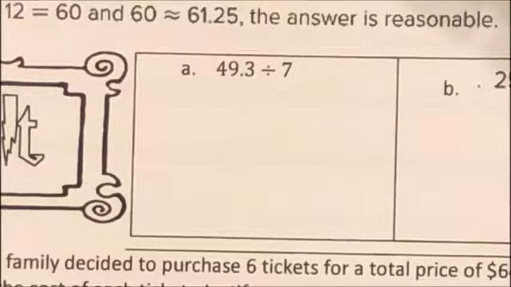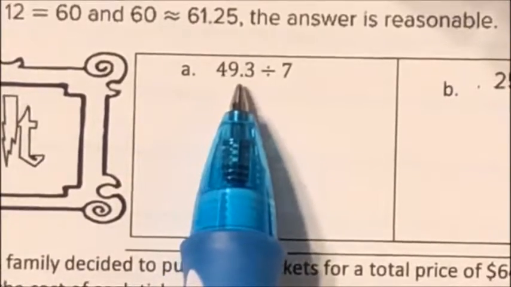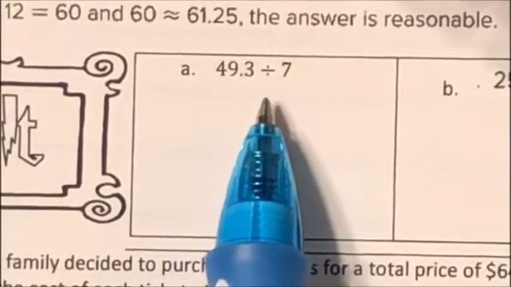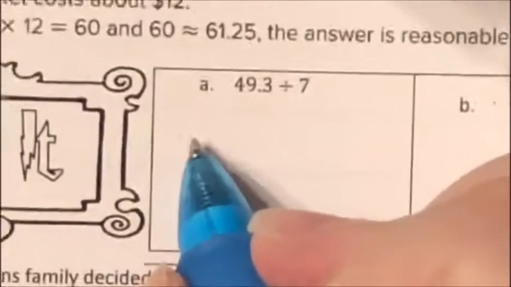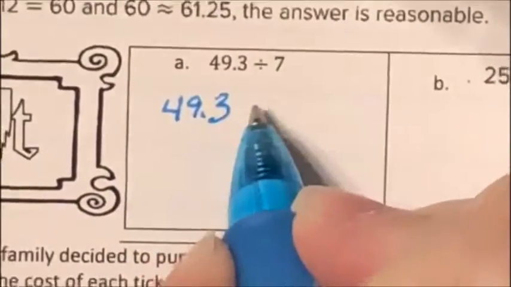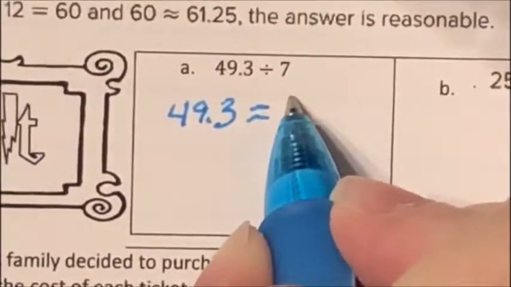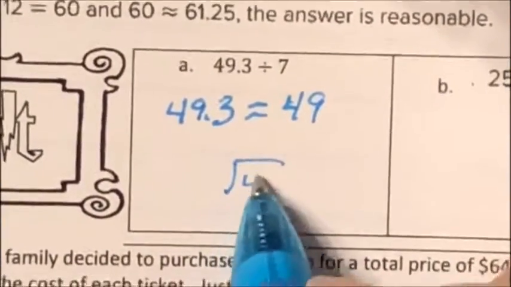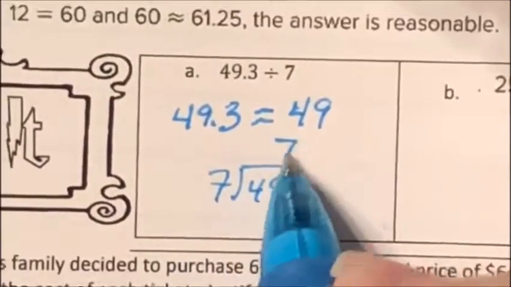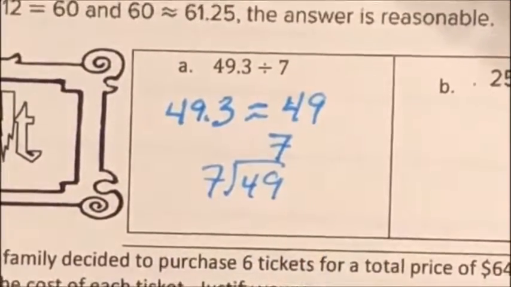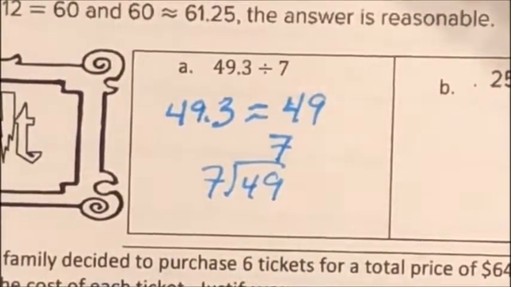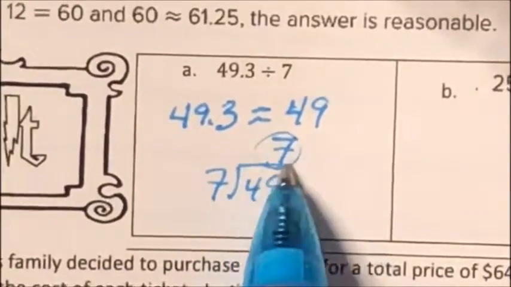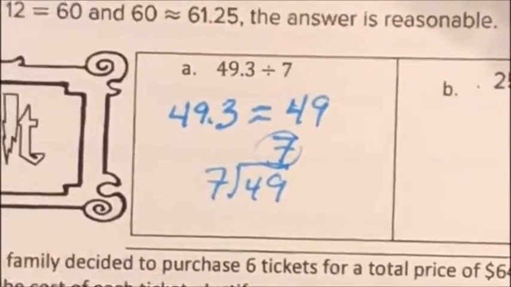All right, now that you've tried the try-it problems on your own, let's go over the answers together. So the first one, A, is 49.3 divided by 7. So I'm going to round 49.3 to approximately 49. Okay. Then I'm going to take 49 and divide it by 7, which gives me 7. So 49.3 divided by 7 is about 7.